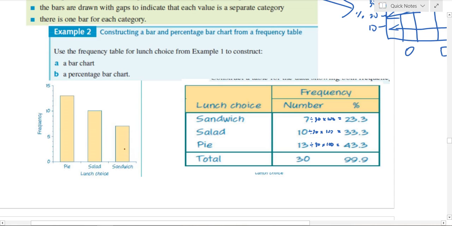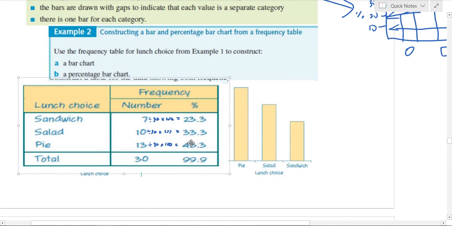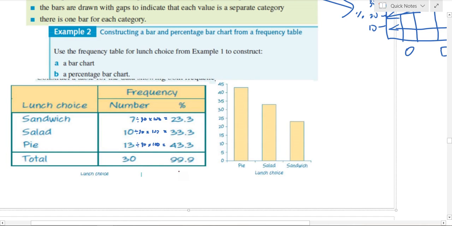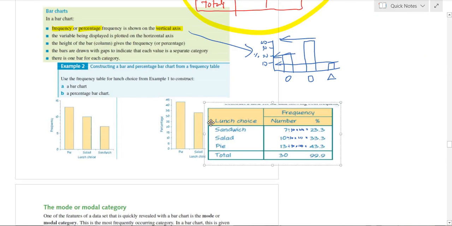That's for frequency. Now you relate it back to percentage. Slightly different, but a similar principle. For pie, we've got 43%. So that means the bar for pie should go up to 43, which is there. For salad, 33%, so it's this bar here. It should go up to 33%. And for sandwich, it should go up to 23%, which is there. So just keep in mind, sometimes you can use a percentage, and other times you can use frequency. Just make sure you state which one you'll be using.